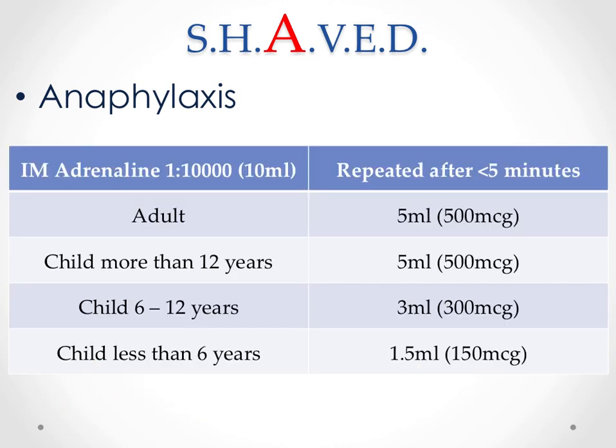Here's a chart showing the doses of adrenaline for anaphylaxis that's used at the Royal Children's Hospital in Melbourne. In adults it's 5 ml of 1 in 10,000, which is 500 micrograms or half a milligram. In children more than 12, they're considered adults, they get the same dose. In children 6 to 12 years old, they get 3 ml of the solution. In a child less than 6 years, they get 1.5 ml. This can be repeated at 5-minute intervals or even sooner if there's poor response.